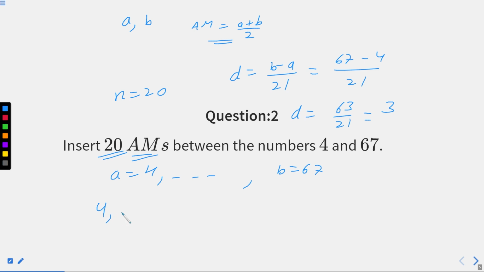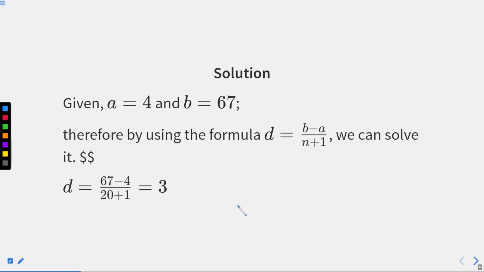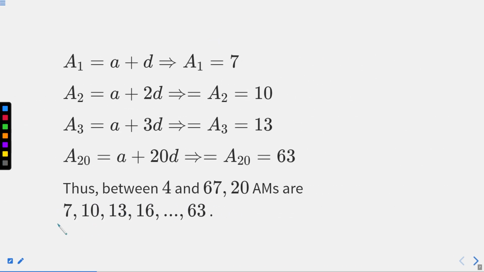Now the first term is 4. The second term is 4 plus 3, that is 7. 7 plus 3, 10. So we can easily find out our AMs or my AP. The last term is 67. So simple question. So these are my 20 AMs, 7, 10, 13 till 64. Clear?